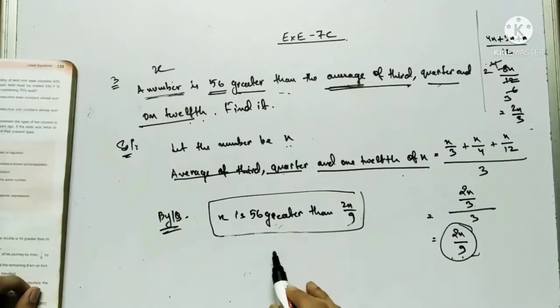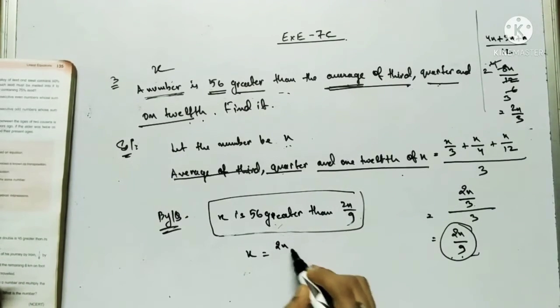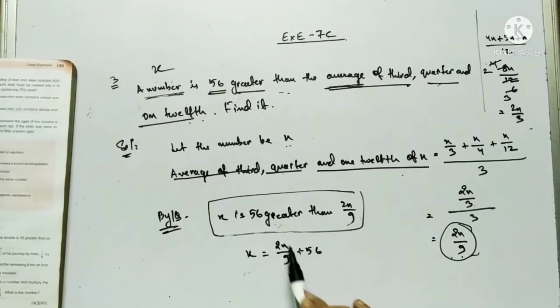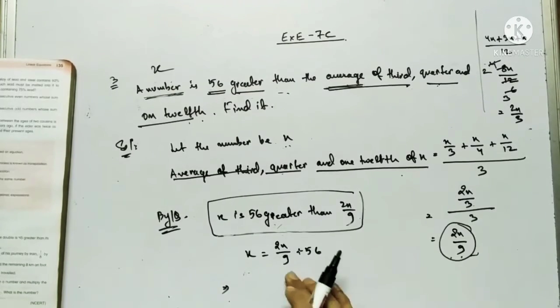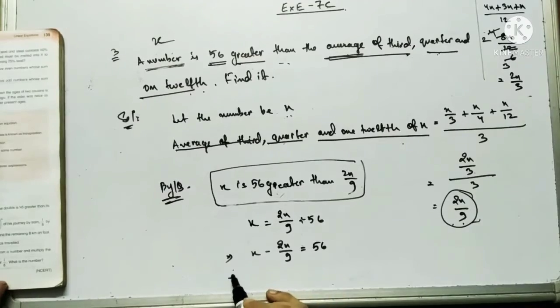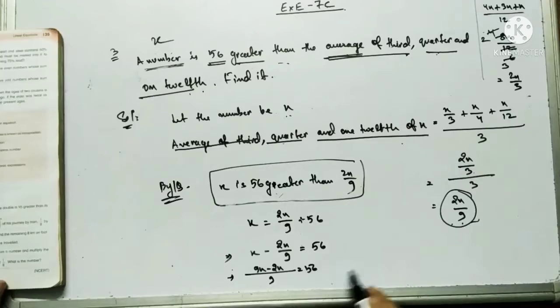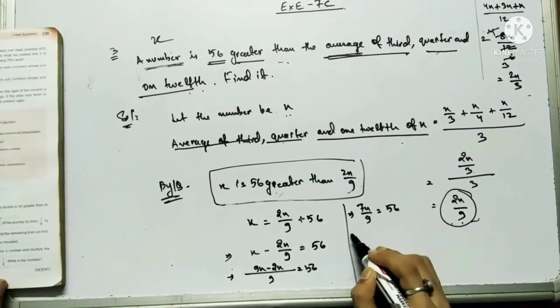So therefore, by question I will write, what I will write? x is equals to 2x/9 plus 56. x is 56 greater than 2x/9. Finished? Equation I got. Now this like term I will bring it to this left hand side. So x minus 2x/9 is equals to 56 I will get. Understand? This one LCM will be 9. 9x minus 2x is equals to 56. So this is 7x/9 is equals to 56.